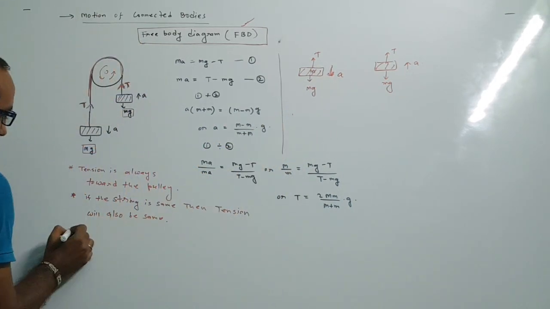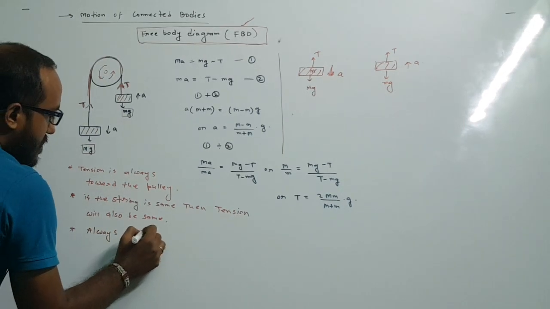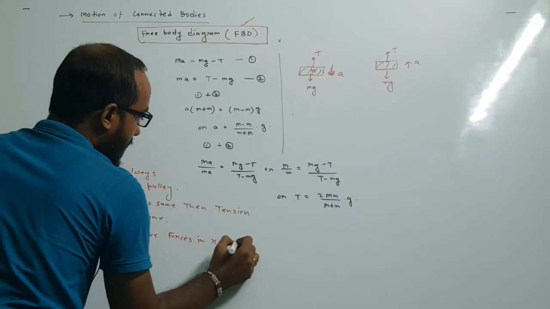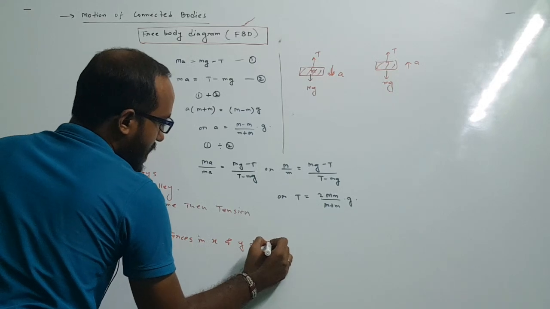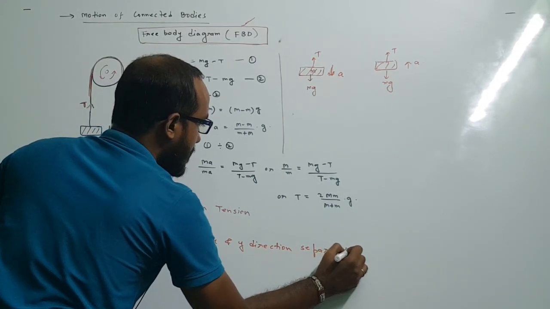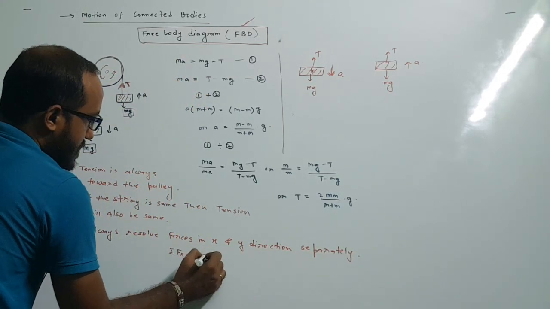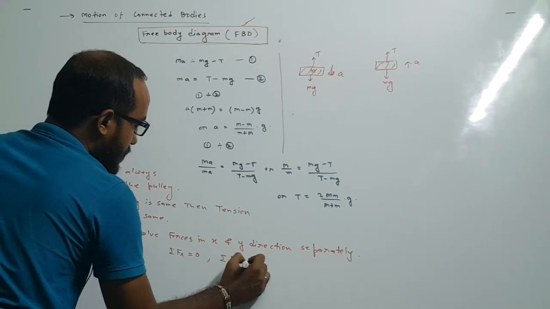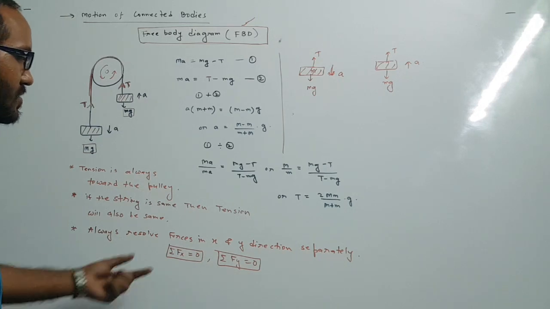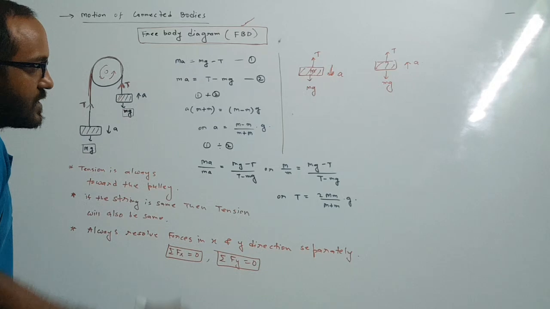Now we see force. Next point: always resolve forces in x and y direction separately. That means you have to do the summation of Fx is 0, and the summation of Fy should be 0. That means in the x-axis the summation of all the forces should be 0, and in the y-axis, that is in the vertical motion, the summation of all the forces should be 0.